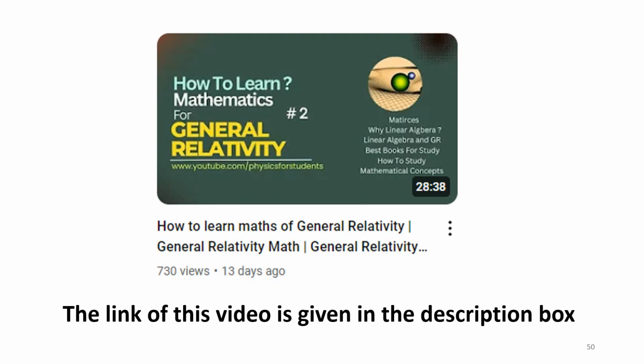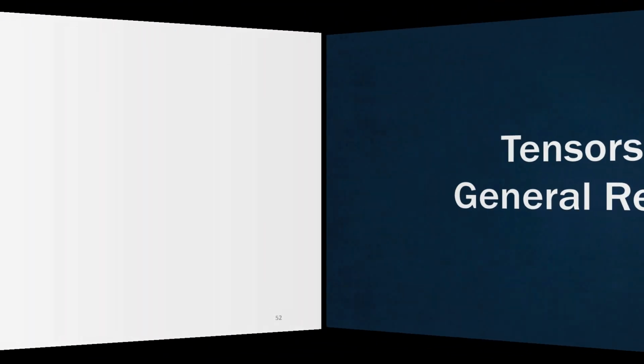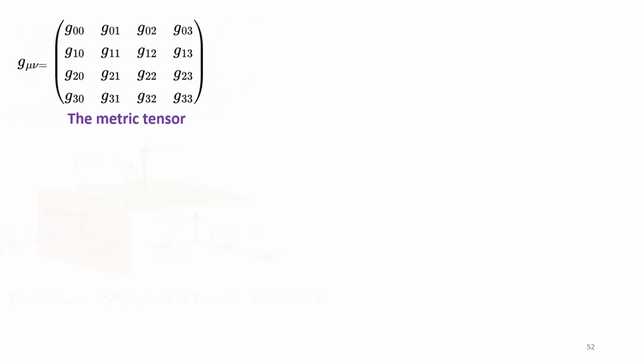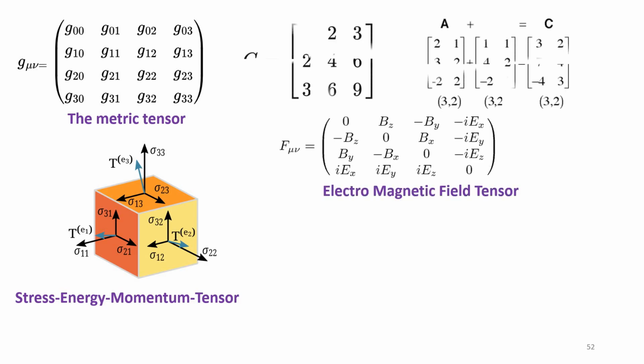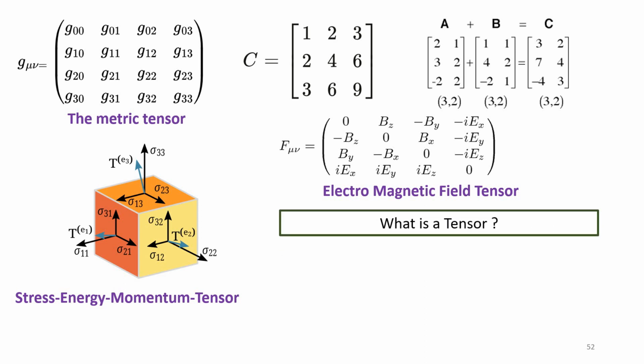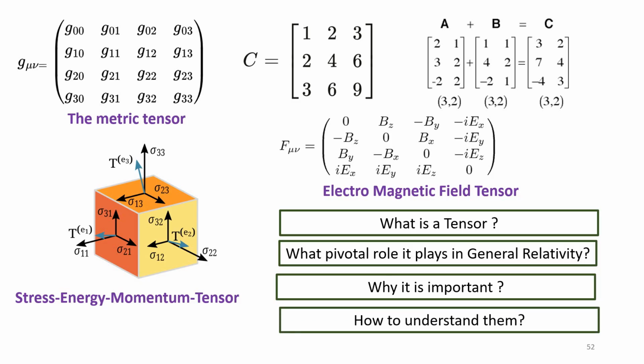The third and the most important thing, which is perhaps the pivotal force of general relativity, is tensors. So in this part of the video, first we will look into tensors and general relativity, coming up in the next part of the video. First, let us understand that all these things which we have seen, the stress-energy-momentum tensor, metric tensor, electromagnetic field tensor, all this along with the linear algebra part that we have just seen actually forms the mathematical foundation of tensors. So the question is, what is a tensor? What pivotal role does it play in general relativity and why is it important? All these things and how to understand them are the things we are going to cover in the next part of the video.